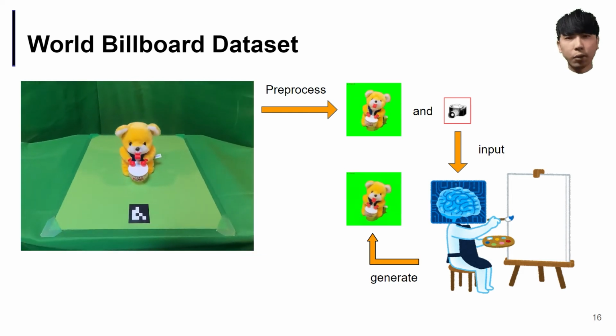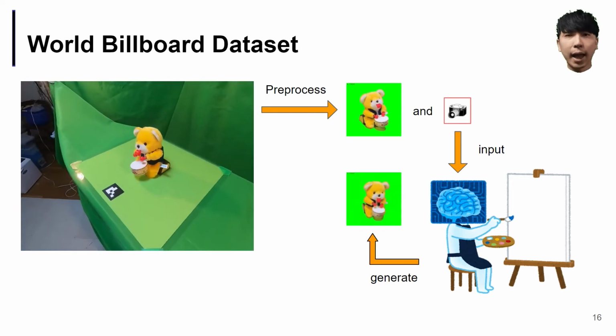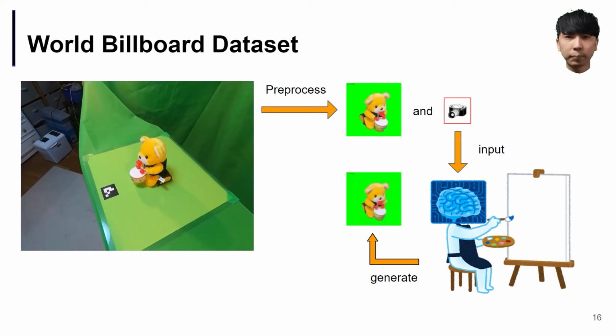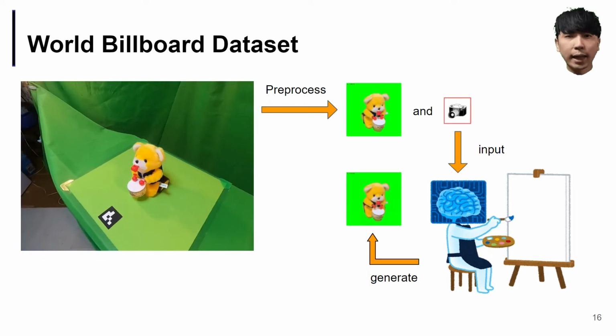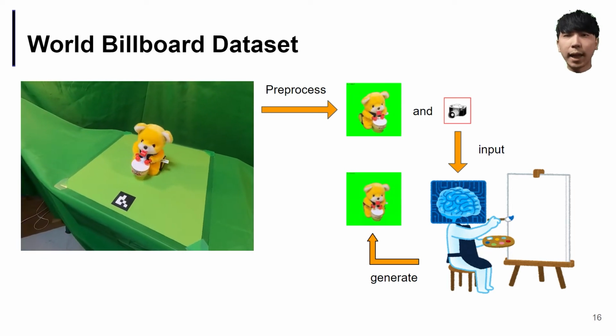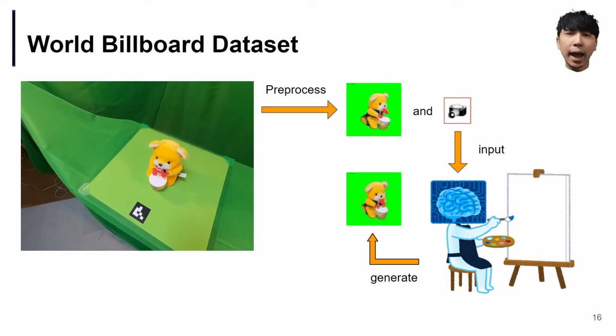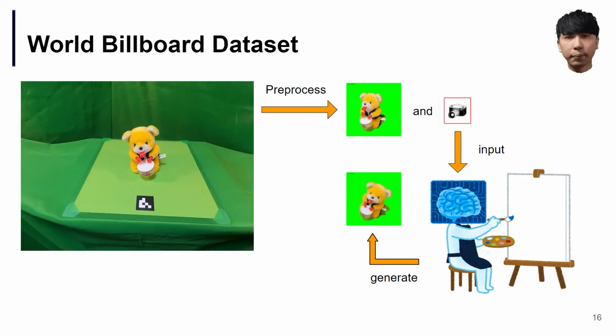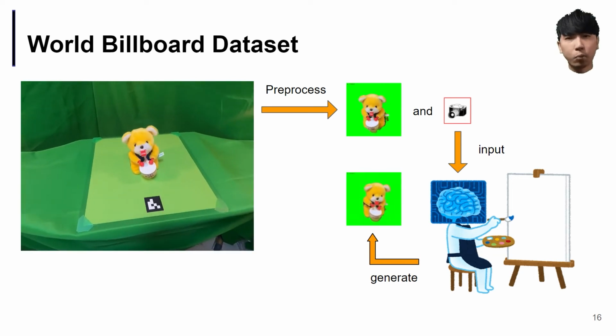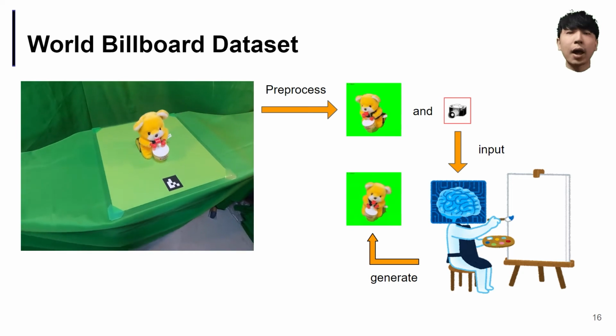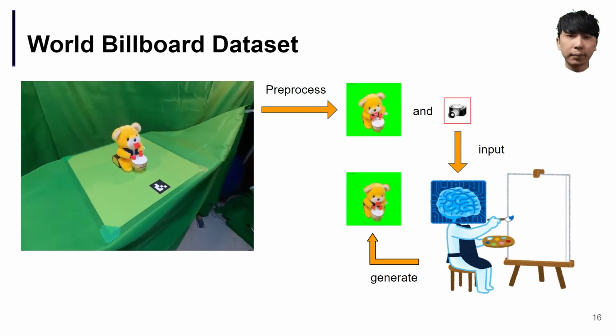We generate a normalized video and a series of camera pose data from a single video taken with the ARToolKit marker. With this dataset, we learned video prediction conditioned on the initial viewpoint image and camera pose series, and reproduced the time-varying 3D objects through the billboard in our VR system.